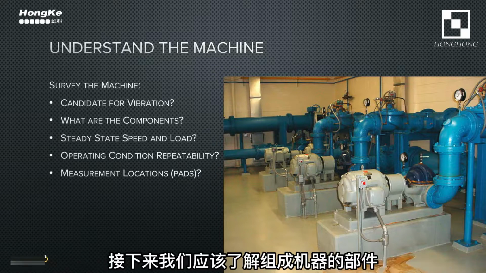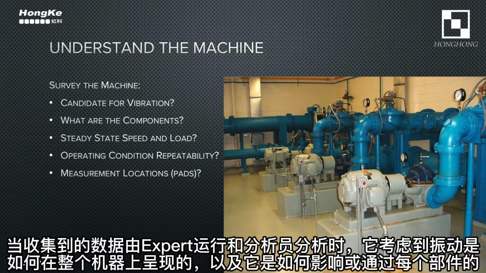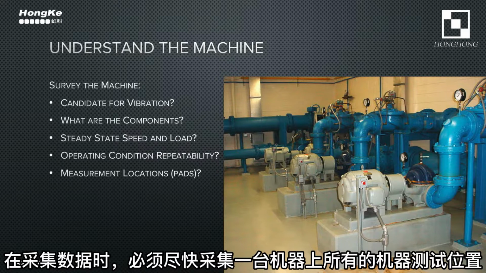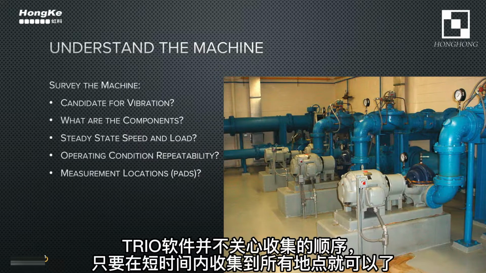Next, we should understand the components that make up the machine. Azima analyzes the machine train in its entirety. We consider a machine the sum of all of its components. When the data collected is run by the expert system and reviewed by an analyst, it considers how vibration is presented across the entire machine and how it impacts or travels through each of the components. When collecting, it is important to gather all of the machine test locations on a machine as quickly as possible. We must ensure the conditions of the machine are consistent from the first test to the last. The TRIO software does not care about the order collected, just as long as all the locations are collected in a short amount of time.